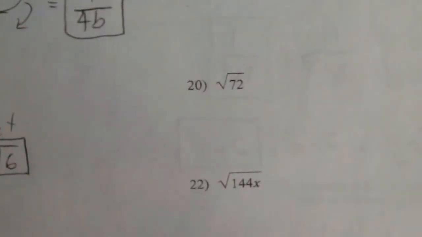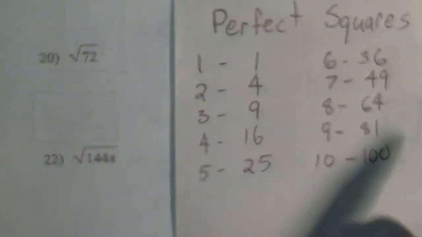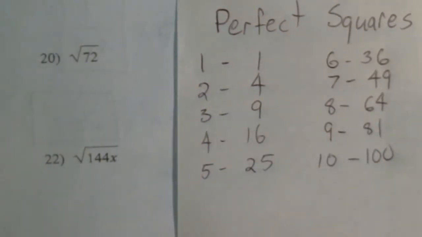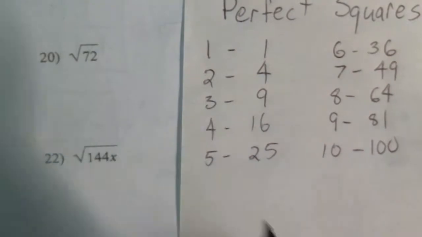Number 2. What is that? That's a square. There's nothing there, so that's understood to be a 2. What is the highest perfect square that goes into 72? If you're good at math, you'll be able to do this in about 1.2 seconds. If not, use your calculator. It just so happens that 36 goes into 72 how many times? It goes into it twice.